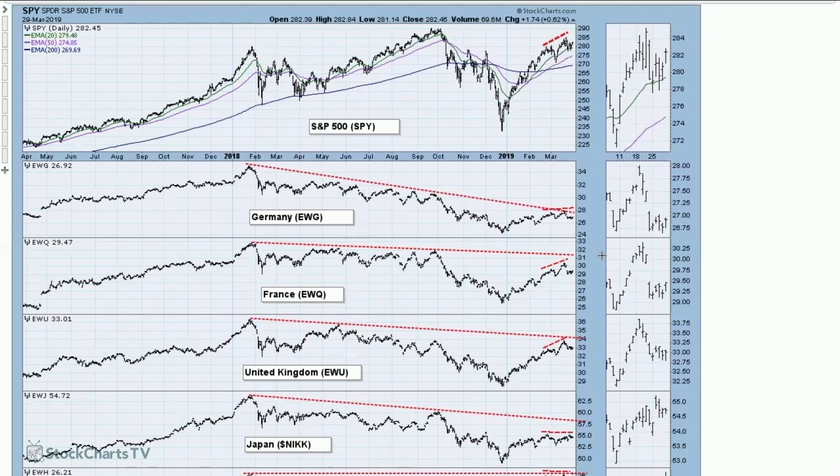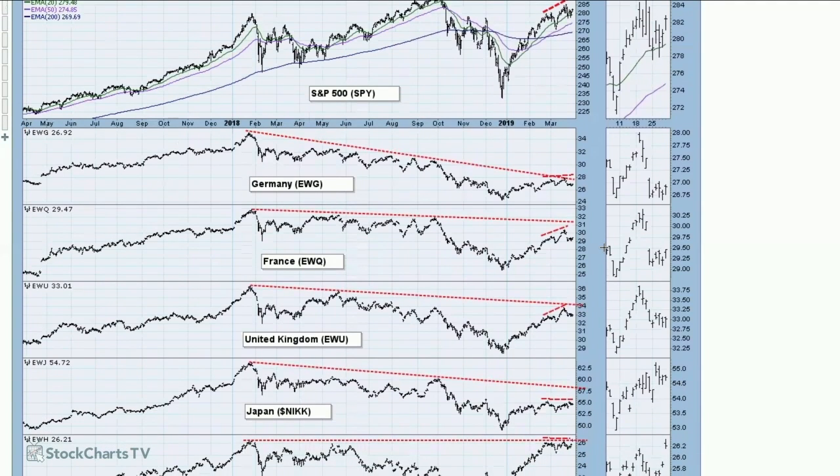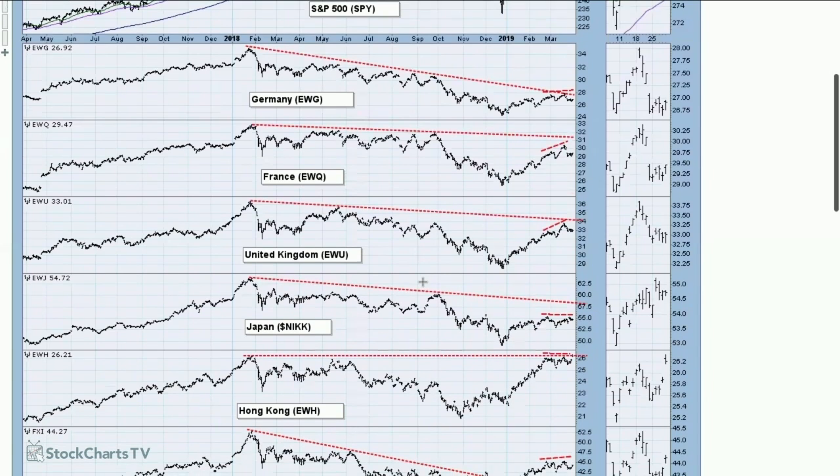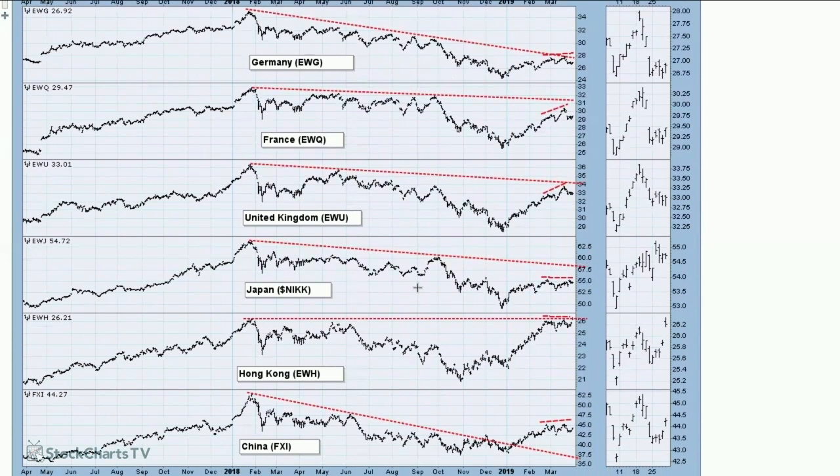You notice that for the European markets, for sure, the long-term top was in the beginning of 2018, and the declining tops line is still intact on those, as well as the Nikkei. And the Hong Kong index has rallied nicely. It's back up to its all-time highs, but China is not nearly as frisky, though it's still done fairly nicely.